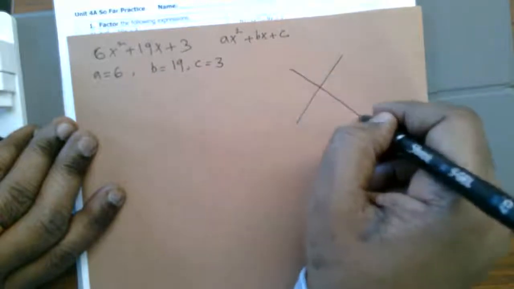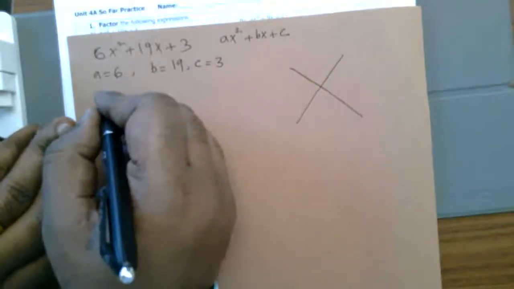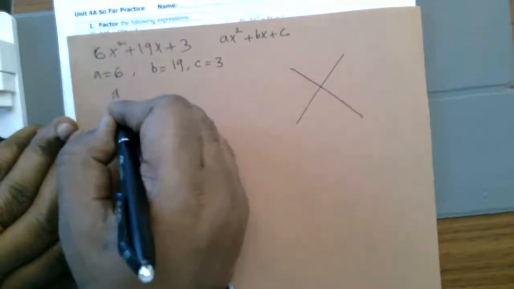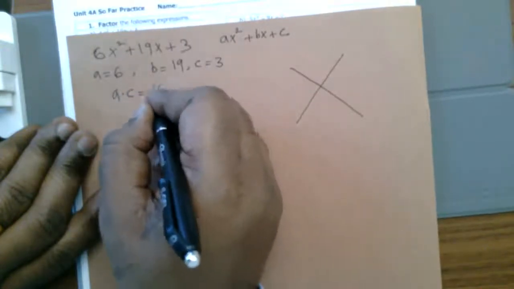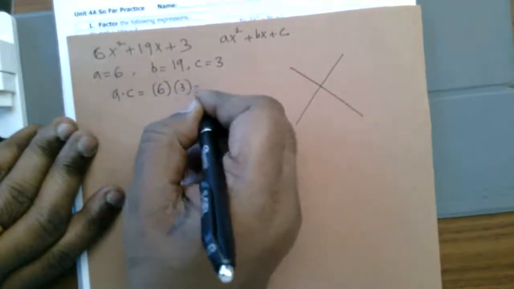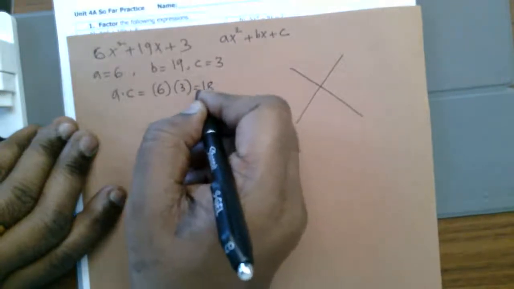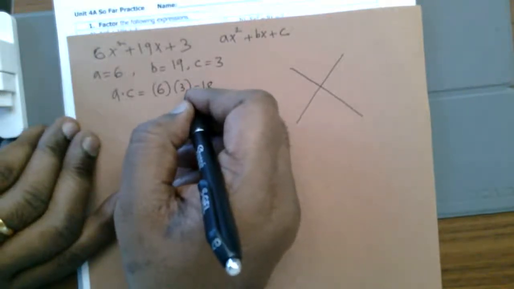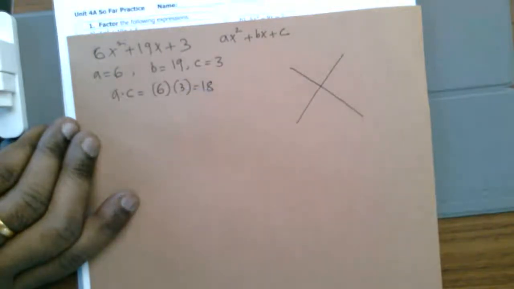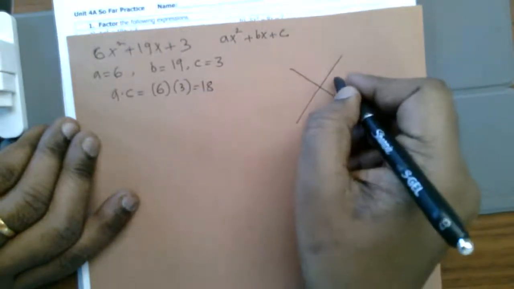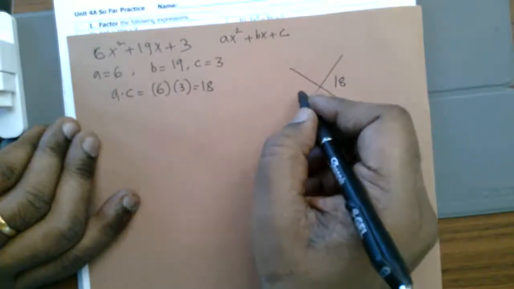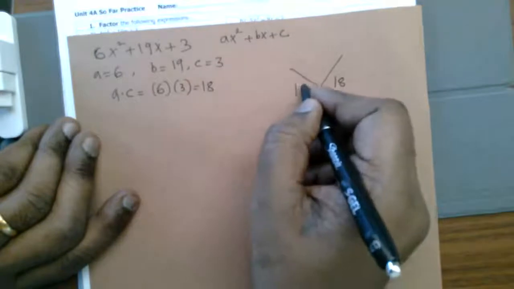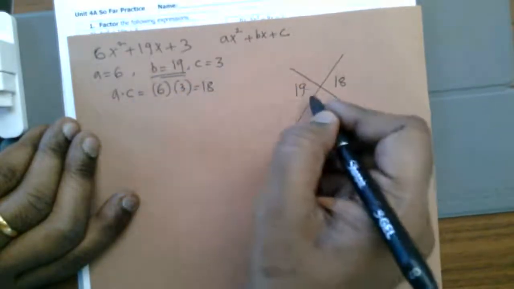So because a is greater than 1, a is a different number, I'll have to multiply a times c, which is 6 times 3. How much? And this product, that product 18, will be written here, right? That product 18. And what is the sum? Sum of 19. Very good.